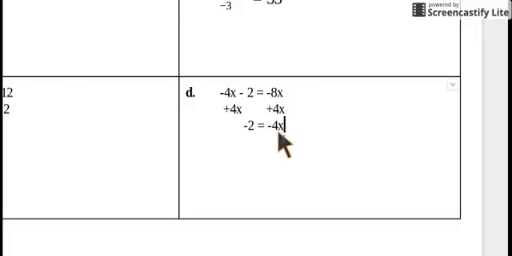And from here, you're solving a one-step equation. You're multiplying the x by negative 4. So you want to get the x by itself. You want to isolate it, so you have to do the opposite operation. You have to divide by negative 4 on both sides of the equation.